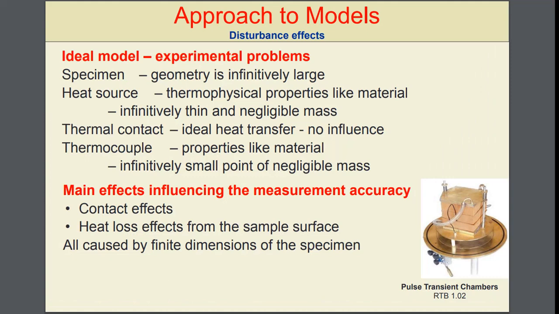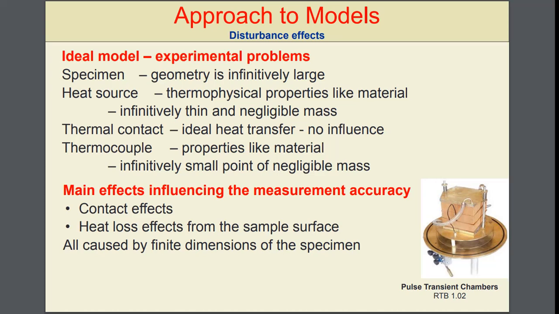Now, after performing the experiments, we have some models, as I said. So, for example, when it is the ideal model, then it means that the specimen and geometry are infinitely large, and the heat source is infinitely thin with negligible mass. So thermal properties will also be very ideal. We have to find out how. Then the contact is very ideal, no influence. The thermocouple is very good, infinitely small, negligible mass. So in ideal conditions, as we know, we do not consider so many boundary conditions and parameters.